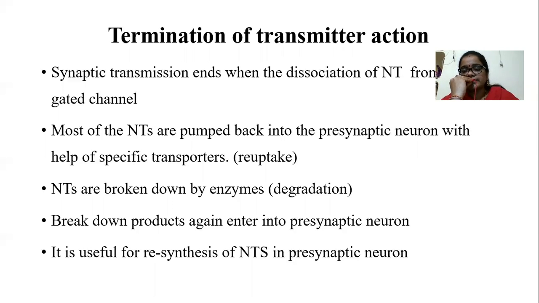Simply, neurohumoral transmission means the process of transmission of nerve impulses from one neuron to another neuron or neuron to effector organs with the help of a neurohumoral substance, which is nothing but neurotransmitters.